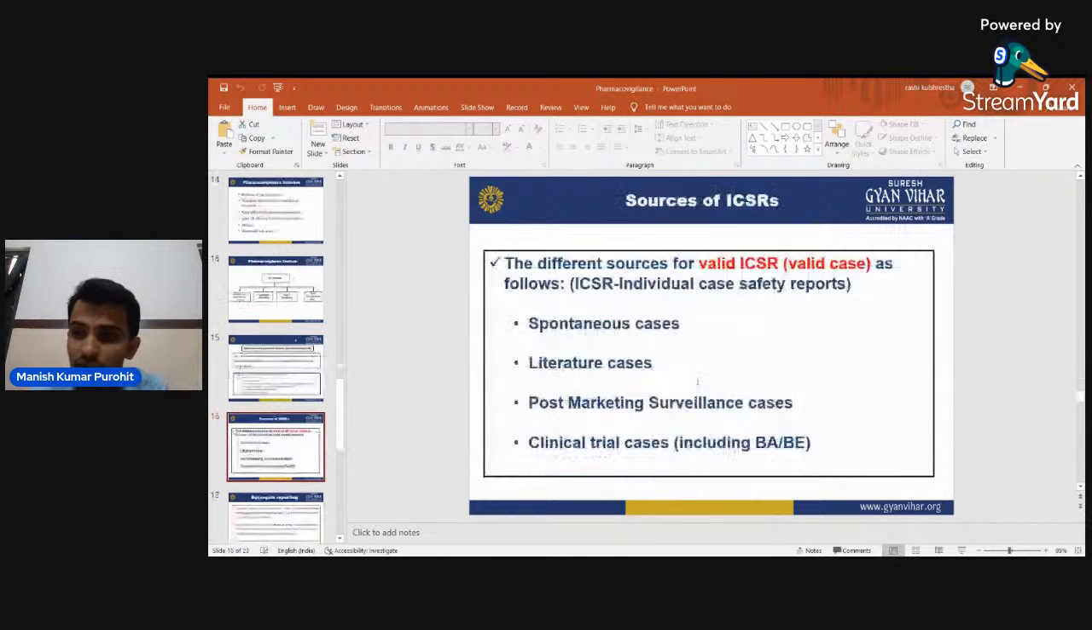So one by one I will explain what the process of pharmacovigilance is, how pharmacovigilance works, and where we collect the data of the adverse effect. The first is the source of ICSR. ICSR full form is Individual Case Safety Report. So what pharmacovigilance persons do is collect data from medical professionals through spontaneous cases, and they also collect data from literature surveys, post-marketing surveillance cases, and clinical trial cases. They collect all this data and study it in the first process, the source of ICSR.